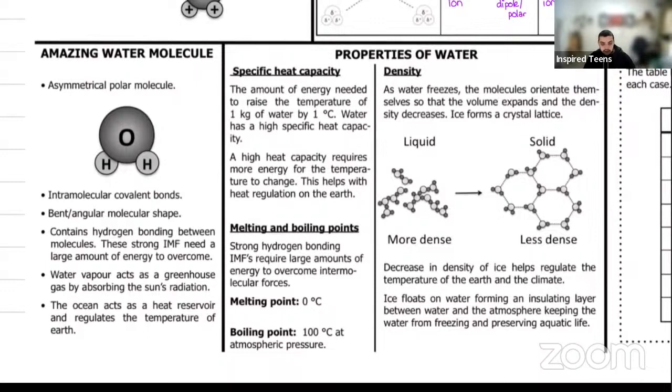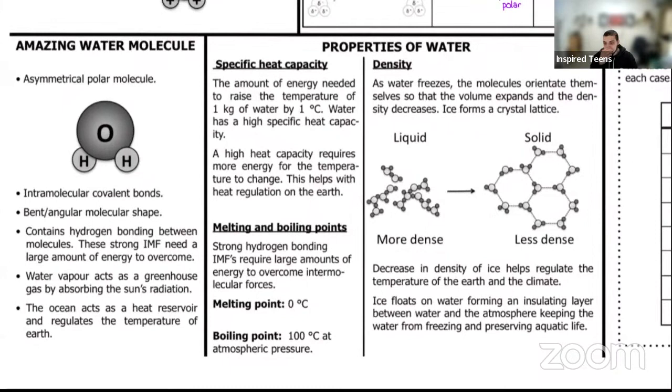We'll discuss a bunch of properties on the next page, but let's continue. Water vapor acts as a greenhouse gas by absorbing the sun's radiation. The ocean acts as a heat reservoir and regulates the temperature of the earth. Let's look at some properties of water.